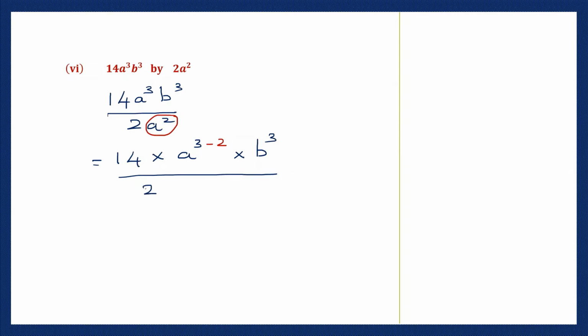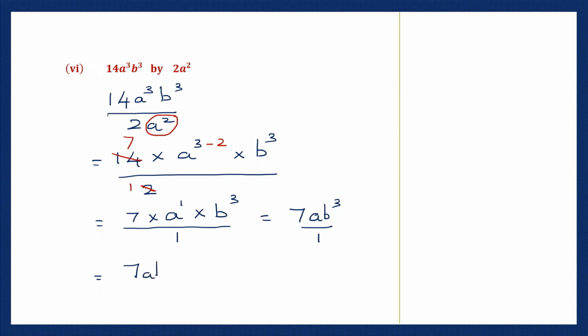Now let's cancel what we can. So 2 ones are 2, 2 sevens are 14. So what do I have here? 7 into a to the power of 3 minus 2 is 1 into b to the power of 3, and in my denominator I have only 1. So it becomes 7ab cubed by 1, and the final answer is 7ab to the power of 3. So this is my final answer.